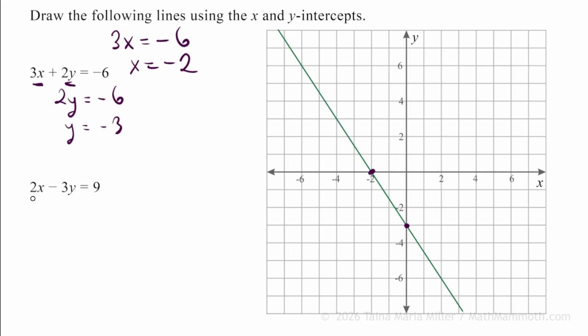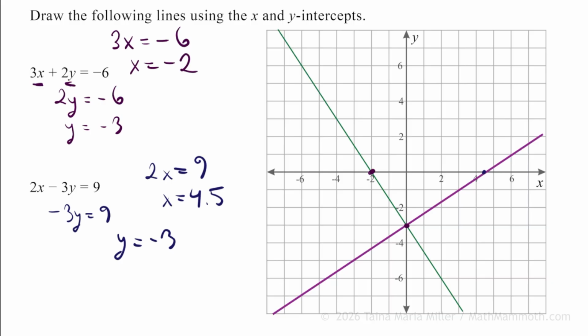Here I will set x to 0. 2x is 0 too, so this term disappears. I'm left with this equation from which y equals -3. Same point, y equals -3. Then I set y to 0, and I get 2x equals 9, x equals 4.5. That is the x-intercept. So the line goes through this and this point. Like that. Okay, did you get the same? I hope so.